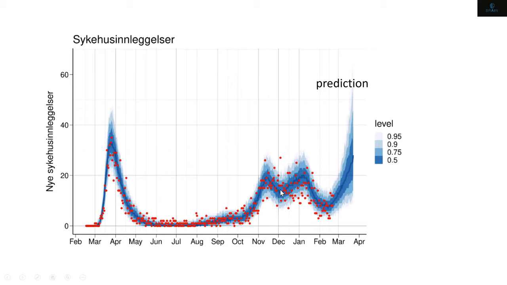Predictions. Here we have the data points, the red dots. This is the new admissions to hospital. It's going down. It's going up here again. And this is our prediction here of what will happen in the next 3 weeks.